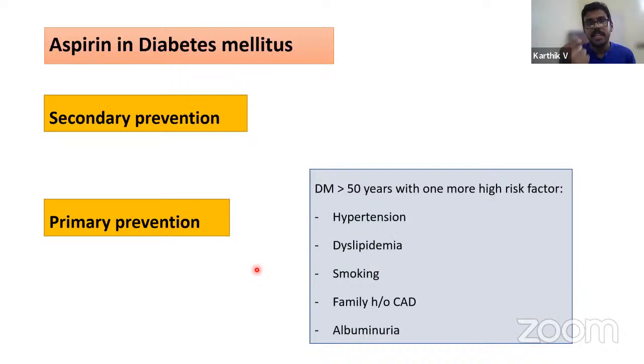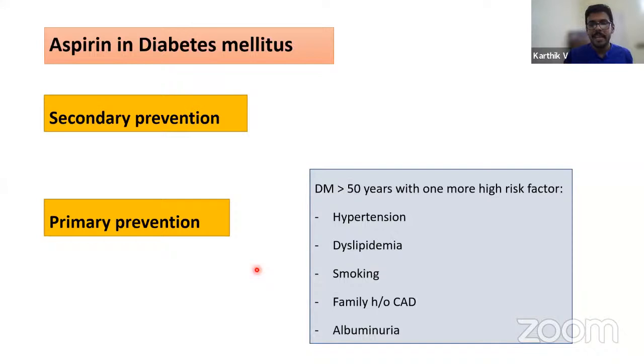Although the evidence is not very strong, if you start aspirin in this group of patients, your action is justified as per guidelines. So for patients more than 50 years with any of these cardiovascular risk factors, you can start aspirin at a dose of 75 milligrams per day, low dose aspirin, to prevent the cardiovascular events.